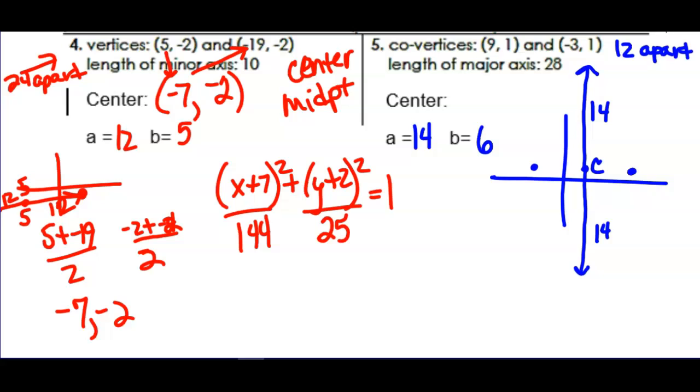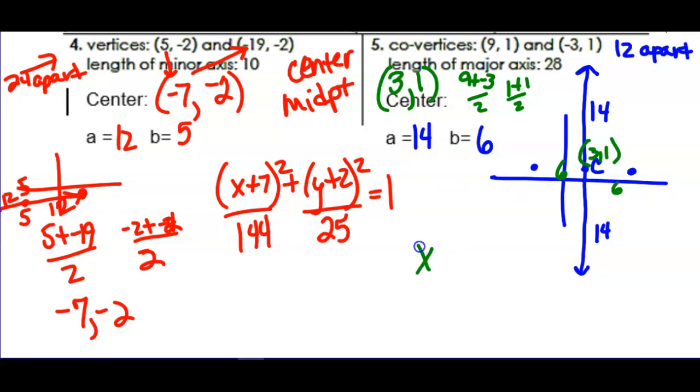The center is at the midpoint. So 9 plus negative 3 divided by 2, and 1 plus 1 divided by 2, which is 6 divided by 2 is 3, and 2 divided by 2 is 1. So the center is at 3, 1 right here. And we went up 14 and down 14, and we went left 6 and right 6.